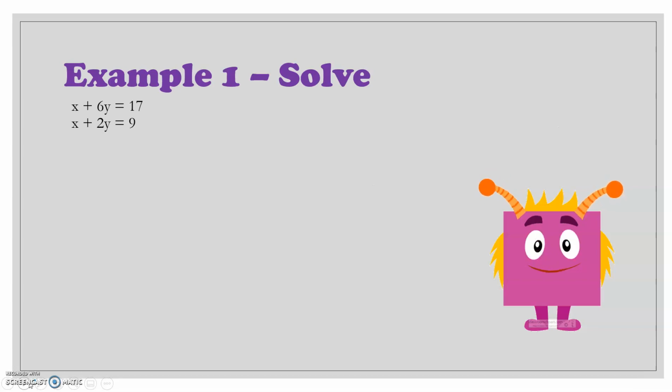So I have this first question and I'm asked to solve. x plus 6y is equal to 17. x plus 2y is equal to 9. Always label your equations. So equation 1 and equation 2. And here's a quick note. We need a pair of letters that have the same coefficients but different signs. Same coefficients but different signs.